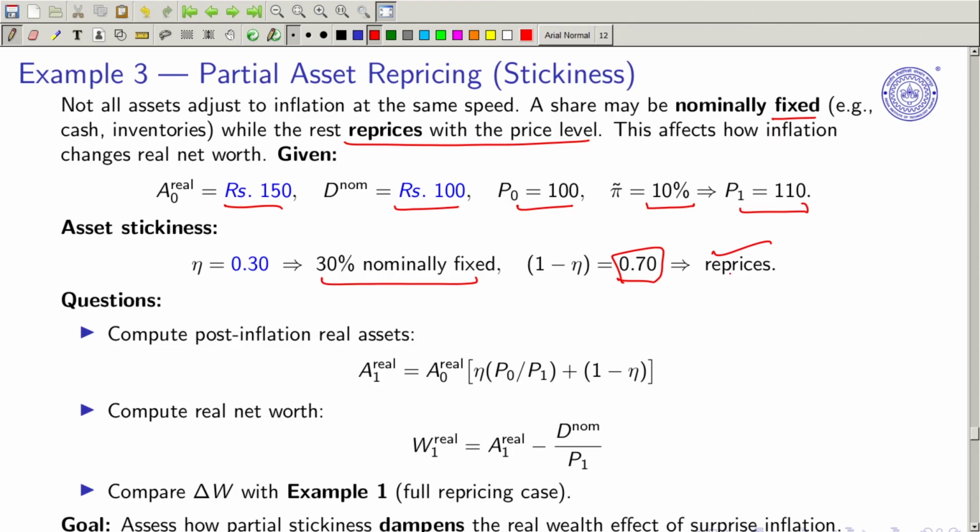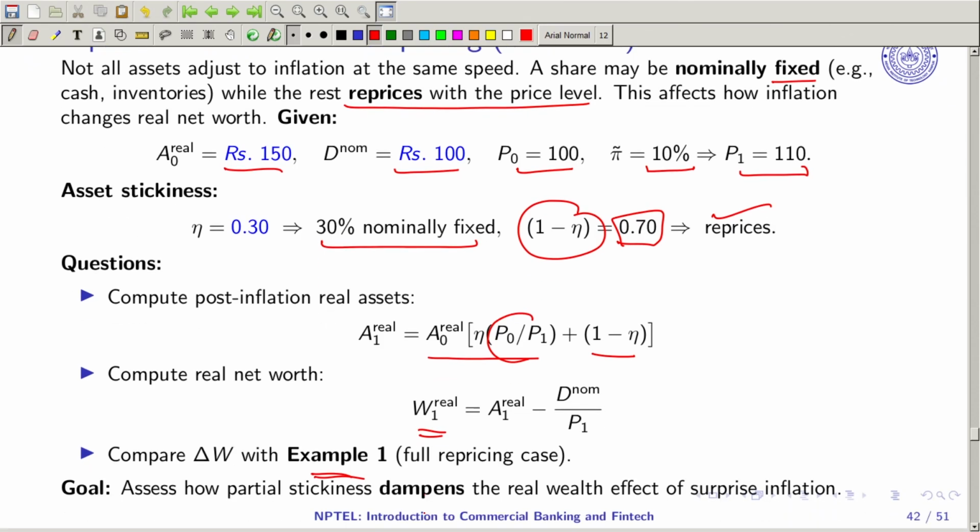So compute post inflation real asset. So this is what we get here. A1 real is equal to A0 real, and then here we have the constant which is related with the price ratio, and then we also go for the rigidity, that here is stickiness, right? Now real net worth is how much? W1 real is equal to A1 real minus real debt. So we have to calculate the real, and then we also have to see with respect to example 1, when we had the full repricing, how net worth was changing, and the learning is how it surprises the overall inflation. So this is what it implies here.